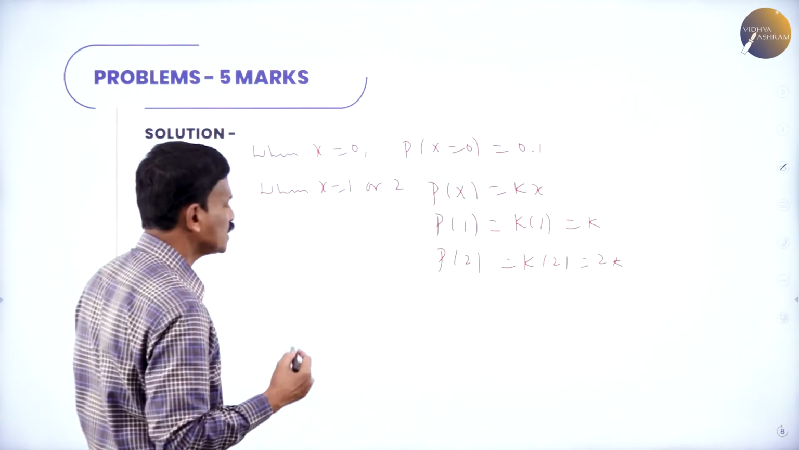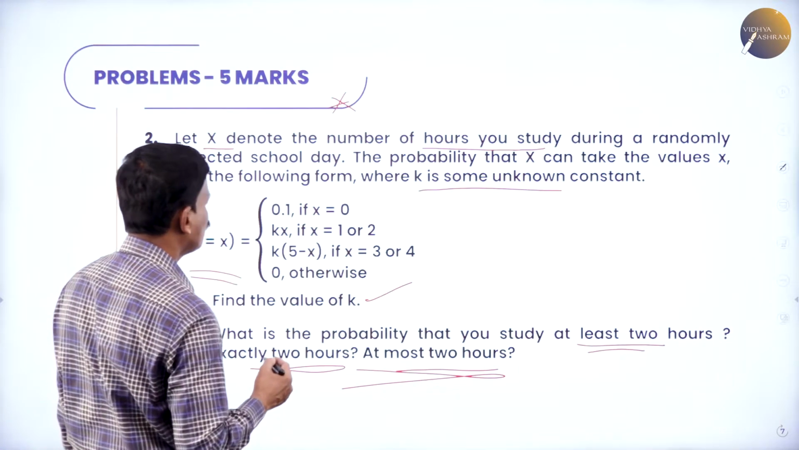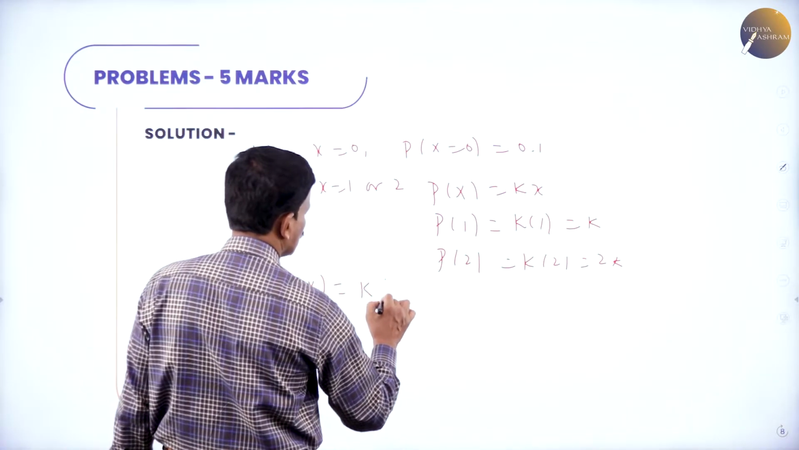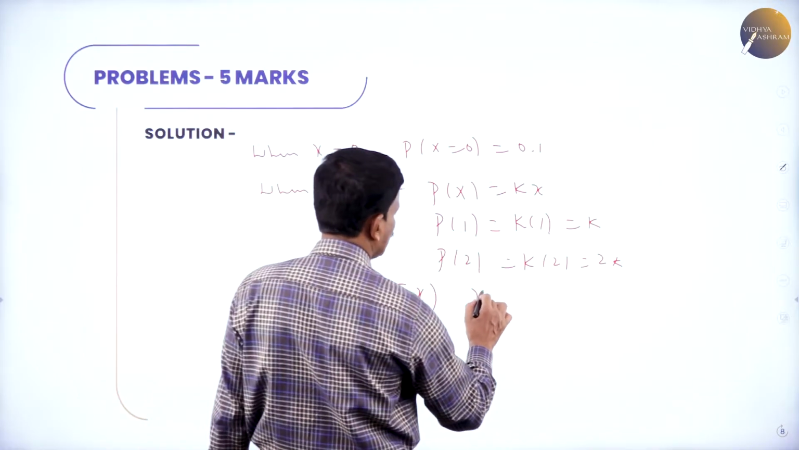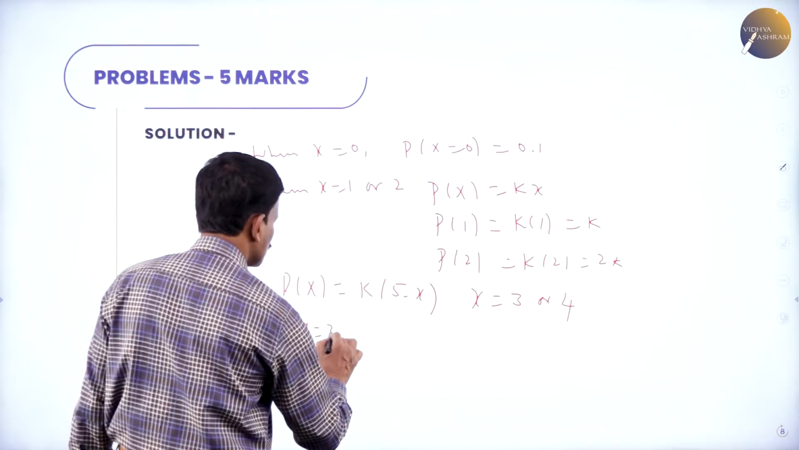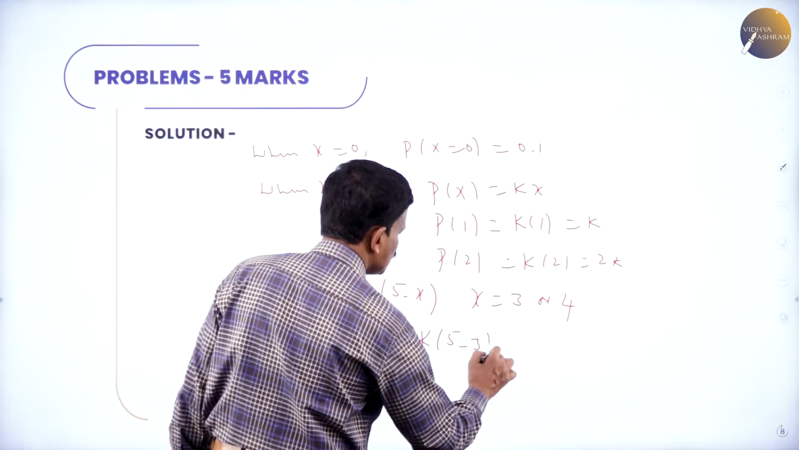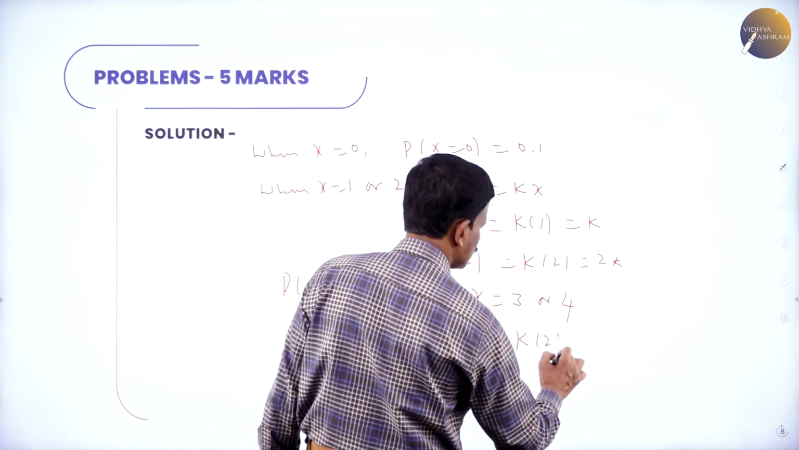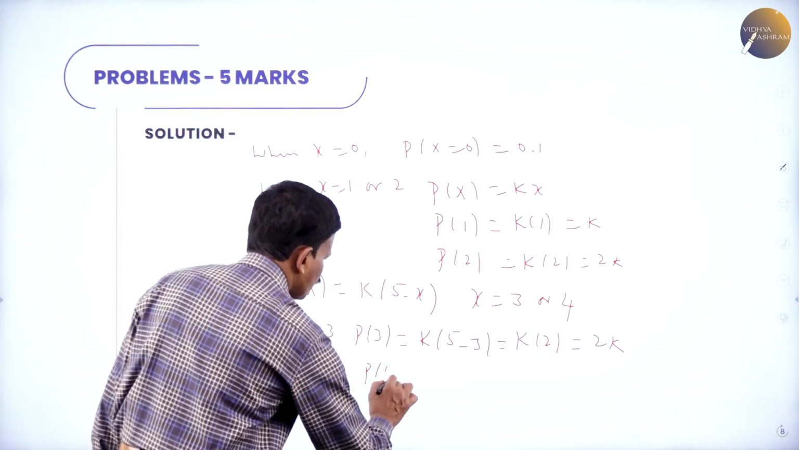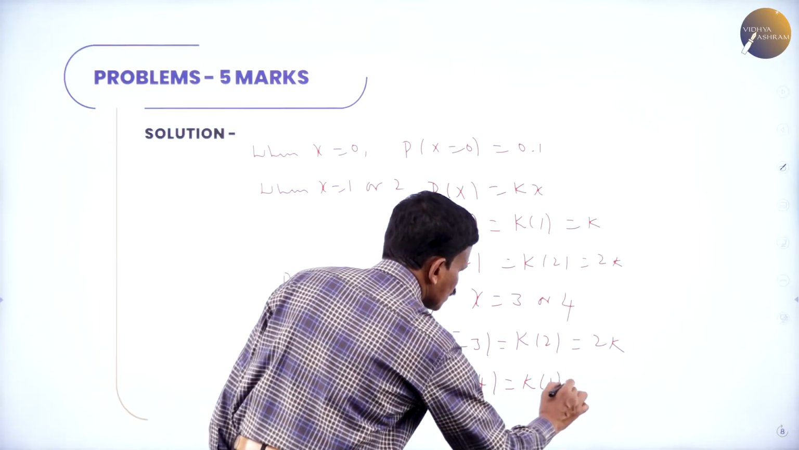This is given. Again, the second condition: when x is equal to 3 or 4, P(x) is equal to k into (5 minus x). So when x is equal to 3, P(3) is equal to k into (5 minus 3), that is k into 2, which is equal to 2k. When x is equal to 4, P(4) is equal to k into (5 minus 4), that is k into 1, which is equal to k.